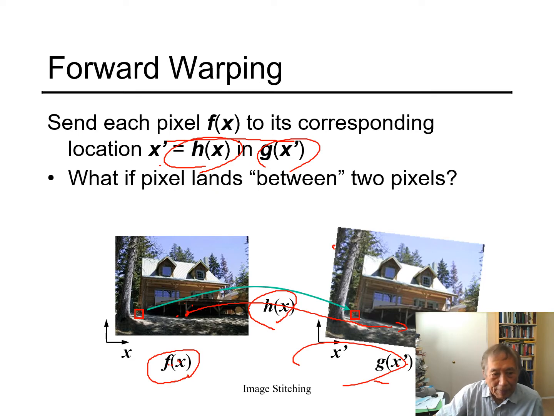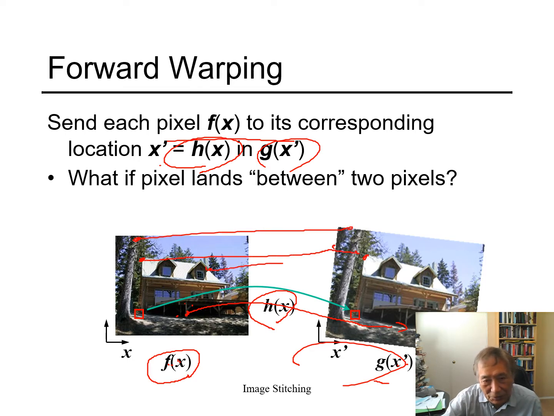So what if a pixel lands between those two pixels? We have some point that goes to here, this one goes to there, and then this one goes to there. Sometimes the calculation is such that our calculated pixel lands somewhere between these two points.